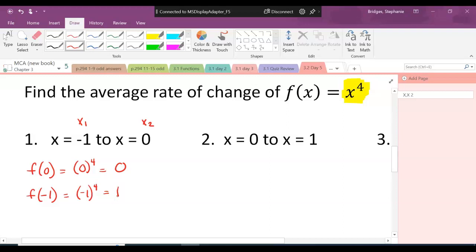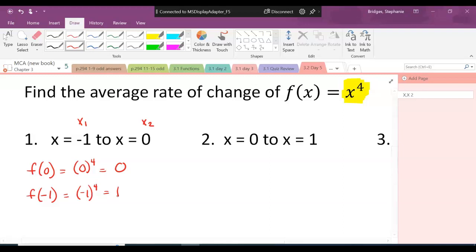Everybody okay so far? Yes, ma'am. It's up in the problem, the x to the fourth. See at the top where it says f of x equals x to the fourth? For this particular problem, yeah. The functions may change for each problem, but in this one it's going to be that.